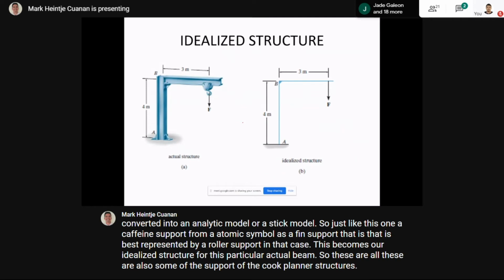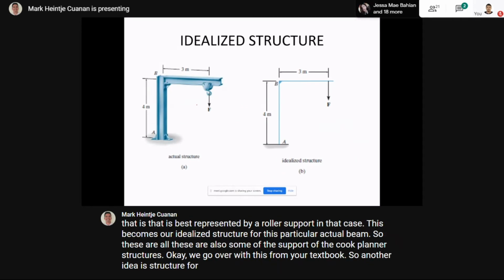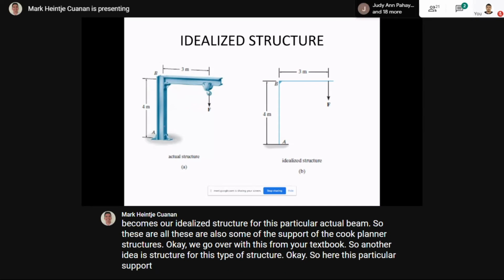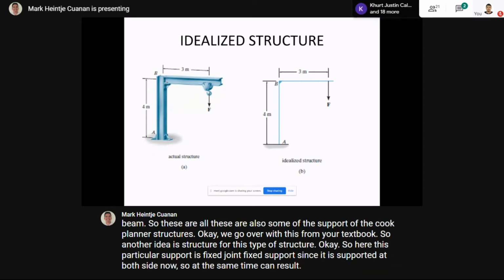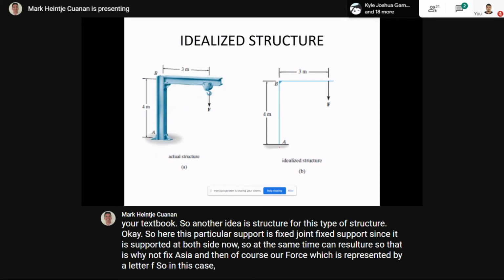So another idealized structure, for this type of structure. Okay, so here this particular support is a fixed joint, fixed support, hence it is supported at both sides. At the same time, this is probably welded here, so that is why the support there is fixed. And then of course our force, which is represented by the letter F. In this case, we will determine and place the reactions later.